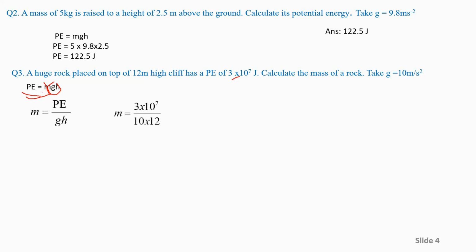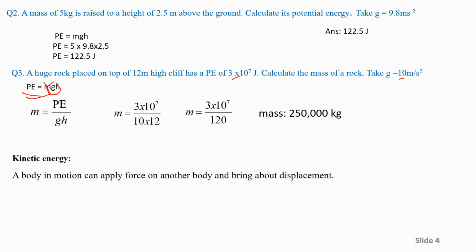So H is 12 meter and G is 10 meter per second square. So when you calculate these two, we get 120, and 3 times 10 to 7 divided by 120 gives the mass of 250,000 kg.